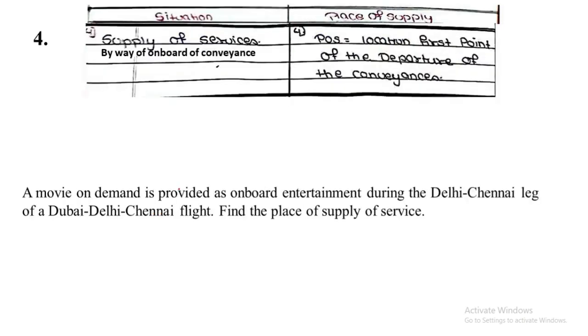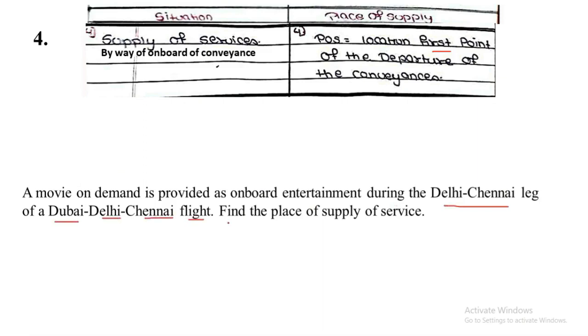Next, fourth, supply of services by way of onboard conveyance. Here, conveyance is basically your traveling. So if it is anything related to service which you are getting on board during your conveyance, your place of supply will be the first point of departure of the conveyance. Now to understand this, just listen to this example very carefully. A movie on demand is provided as on board entertainment during the Delhi-Chennai leg of a Dubai-Delhi-Chennai flight. Find the place of supply.